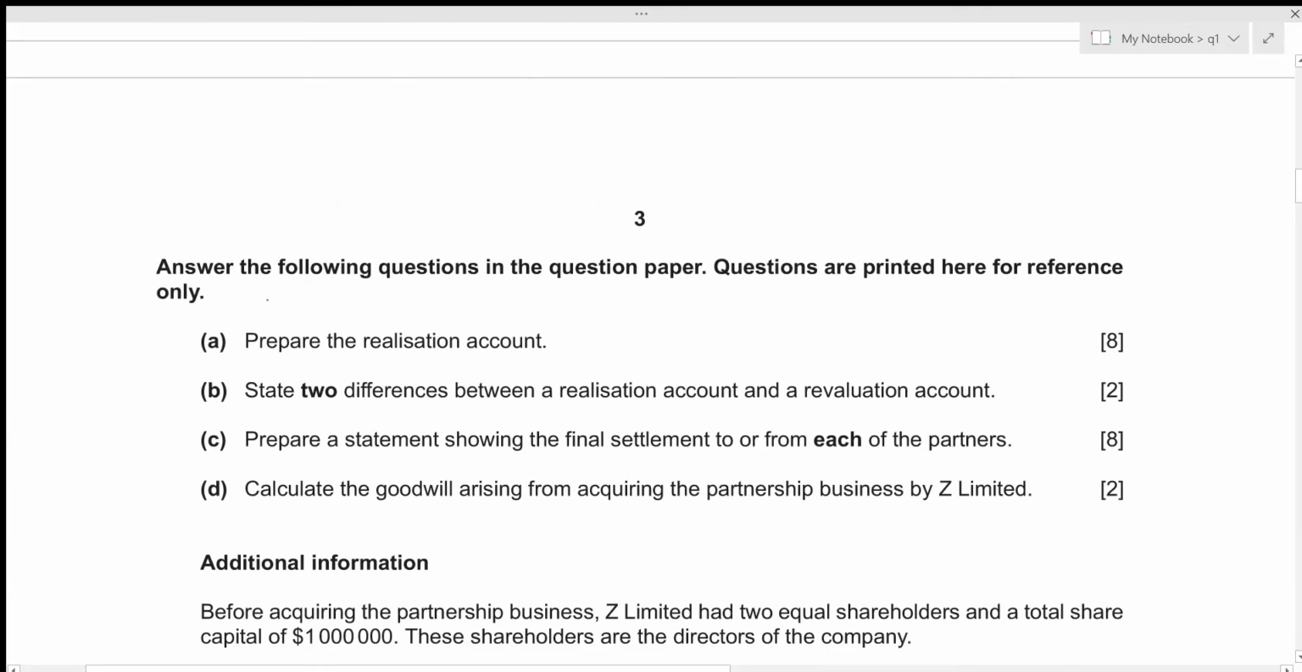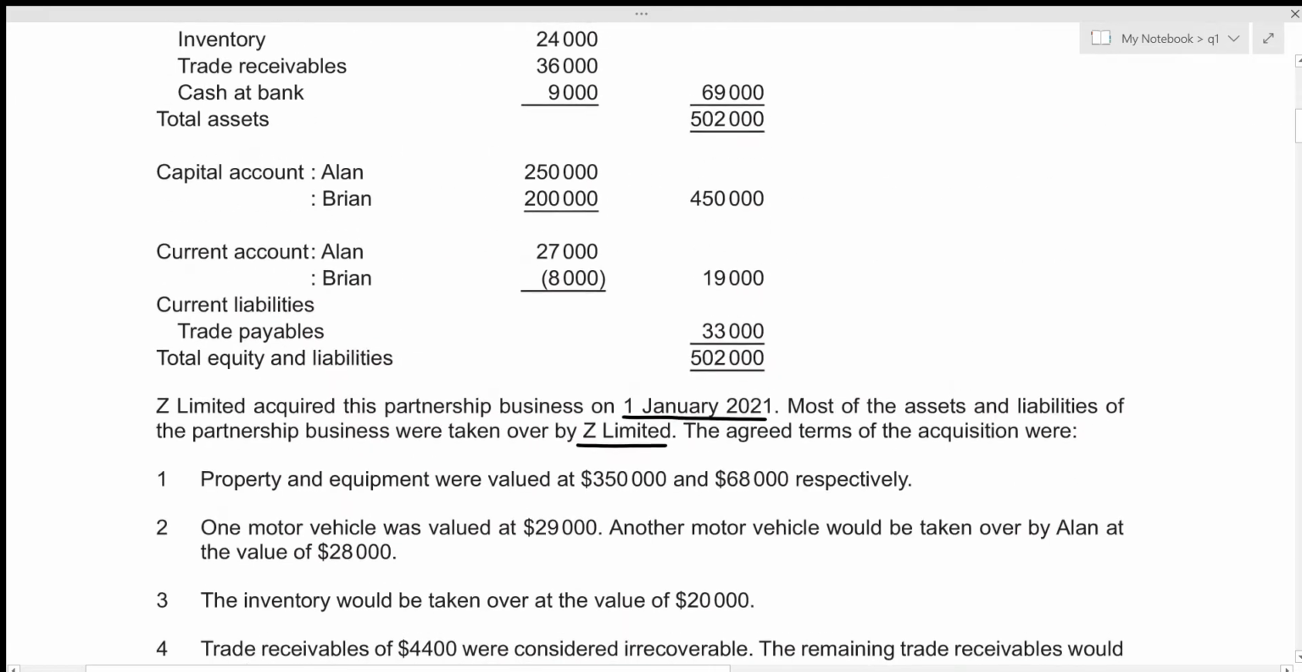Now we need to prepare the realization account. And whenever we are talking about a realization account, we need to record the assets at their previous value on the debit side, and then we need to record their settlement value on the credit side. And similarly, we will be recording all of the liabilities' original or previous value on the credit side and their settlement value on the debit side, and then we'll move towards figuring out whether there is a profit on realization or a loss on realization. Alright, so let us start with the previous valuation of our assets.